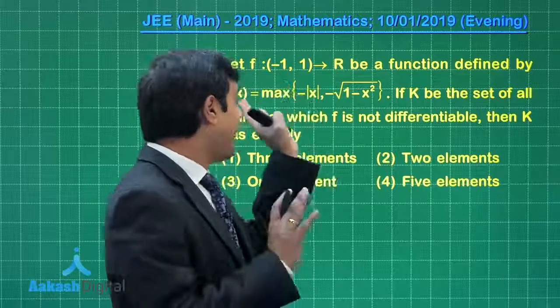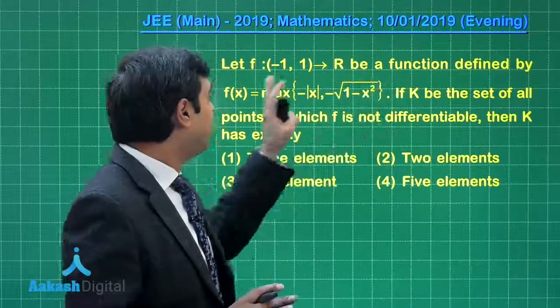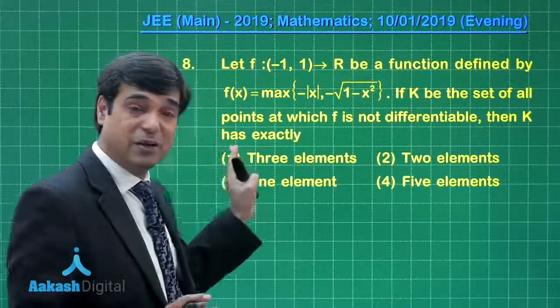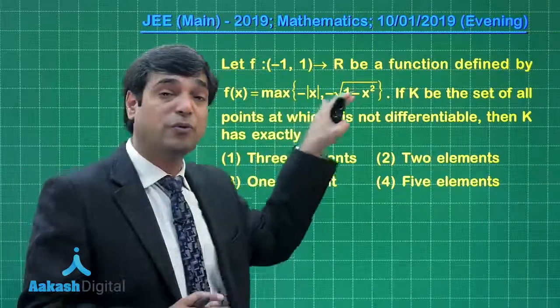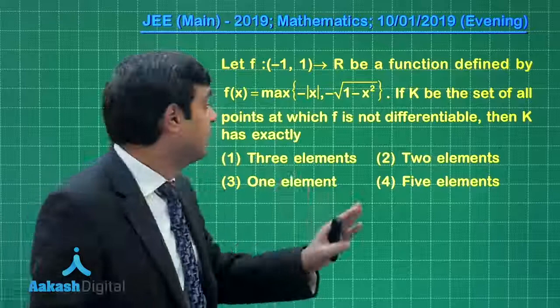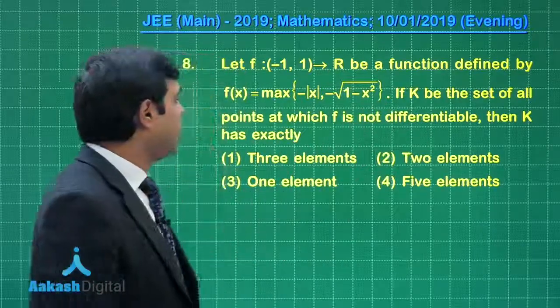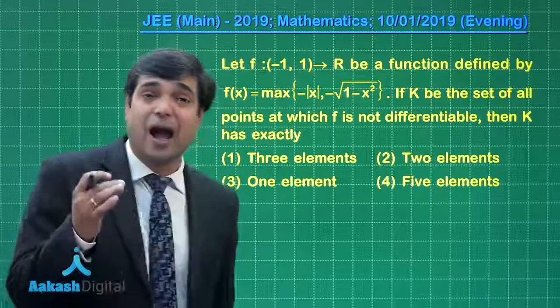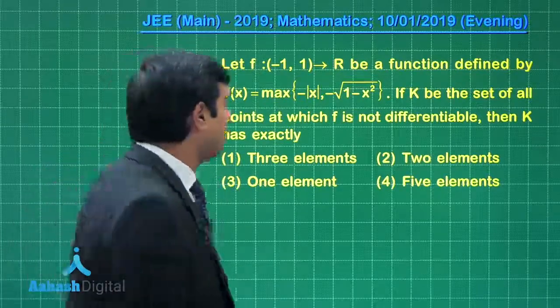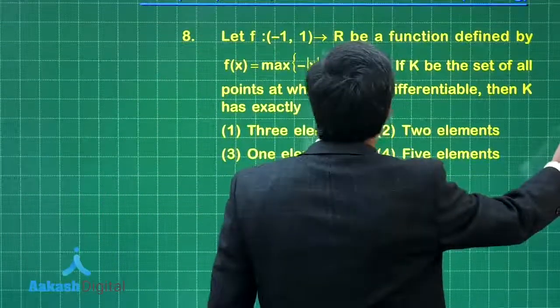Let f from minus 1 to 1 to R be a function defined by f(x) equals maximum of minus mod x and minus of root 1 minus x square, right? Now, K be the set of points at which f is not differentiable, then K has exactly how many elements? So, let us draw the curve given to us.